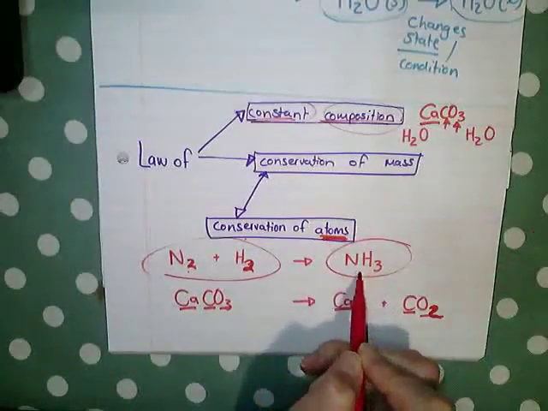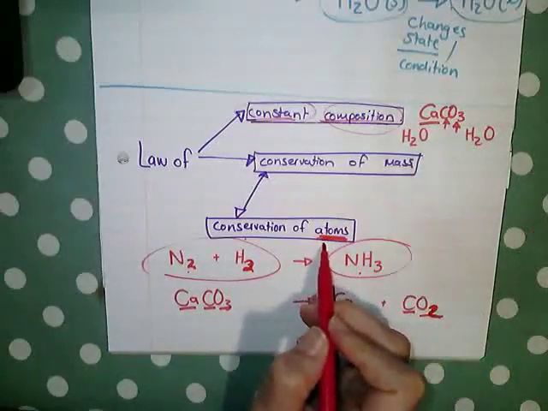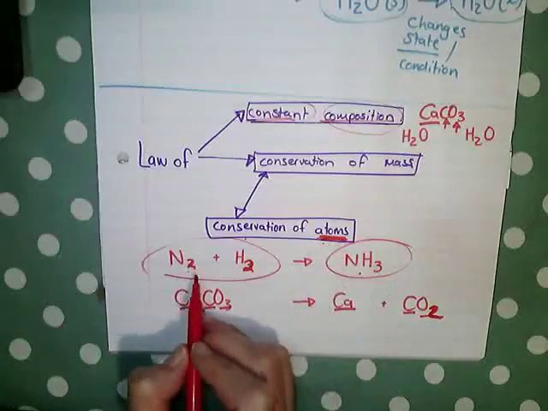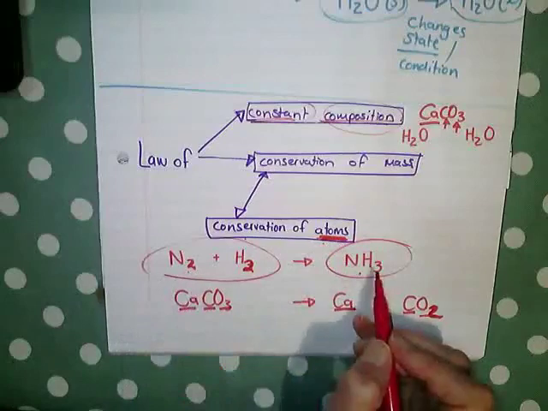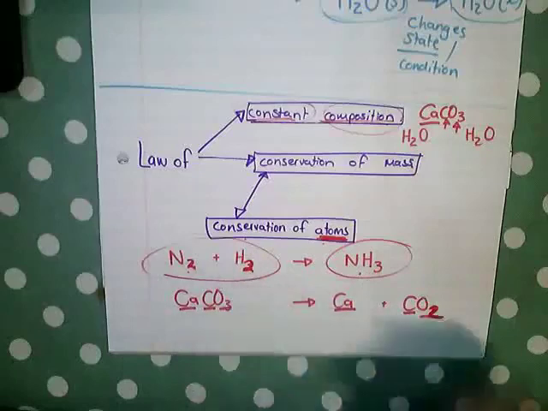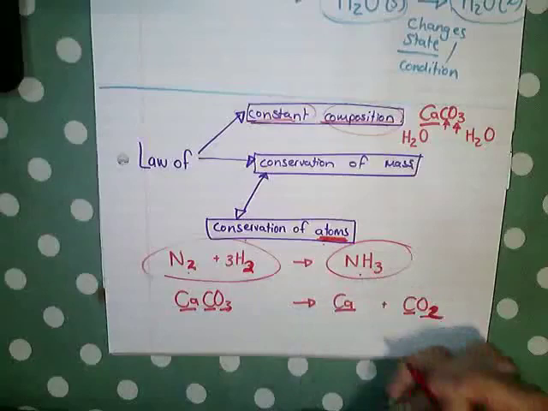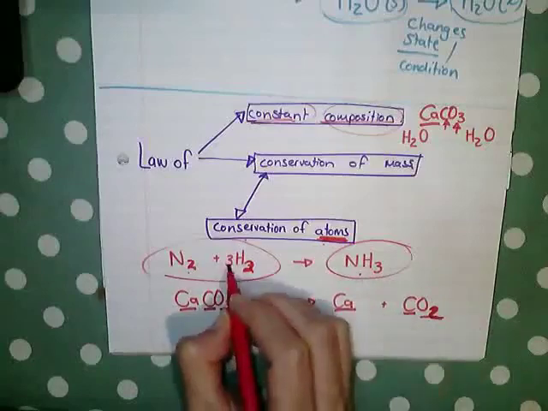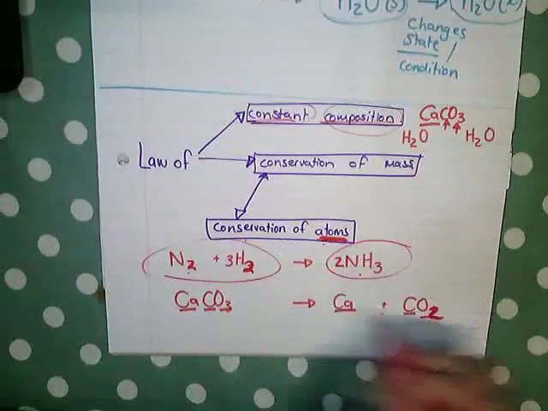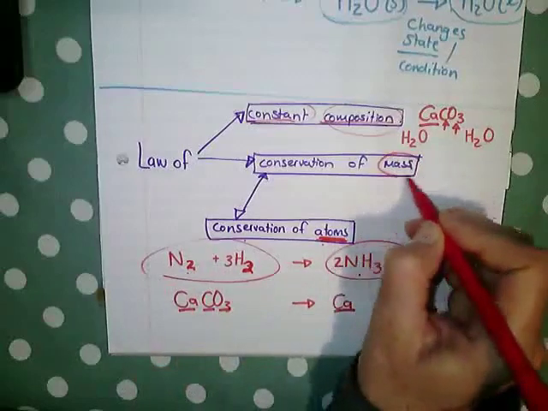Now the conservation of mass happens because we have conservation of atoms. In other words, if you have 2 nitrogens on this side, you're going to have 2 nitrogens as products. If you have 6 hydrogens on this side, you're going to have 6 hydrogens on this side. So that's where balancing comes in.